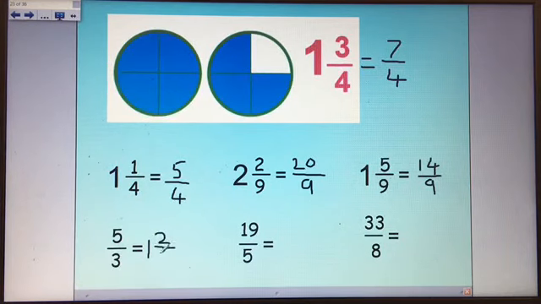If you notice, when I do my mixed numbers, I always make sure that this number here is right in between the line, because if you put it higher, it could look like a 12, it could look like an improper fraction of 12 thirds. So make sure that goes right in between.